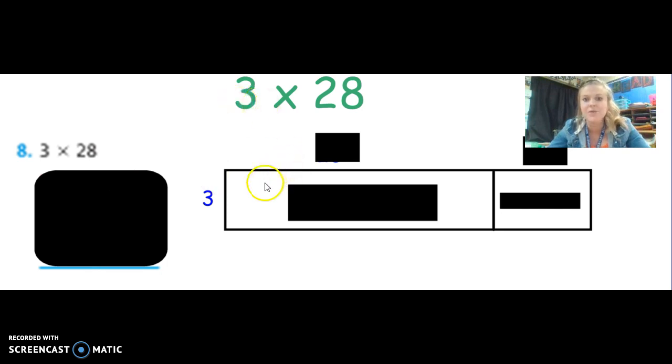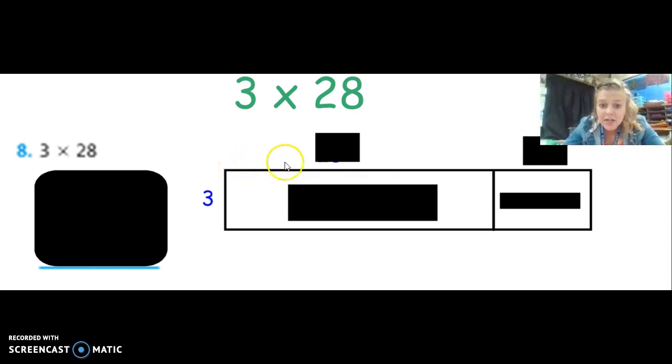The first thing we need to do is draw a rectangle for this problem, and I already have the rectangle drawn for us. Then we will need to find the tens product and the ones product. And the way we do that is by labeling this rectangle right here. So if I have 3 by 28, the shortest side of my rectangle, I'm going to label that 3. Then this long side of my rectangle represents 28.